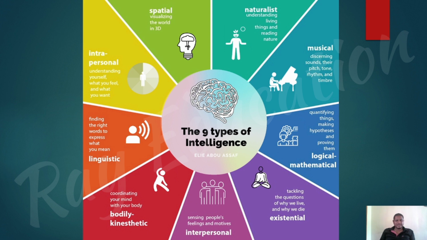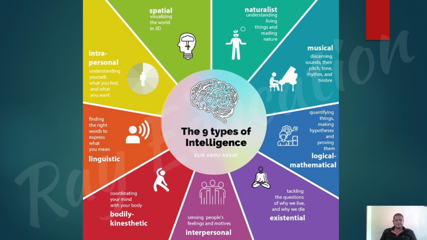Next one, linguistic, finding the right words to express what you mean. Yes, if I speak now, I think about what the correct word is that I want to use to express my thought. Then only can you understand what I am coming to say. That is known as linguistic intelligence.